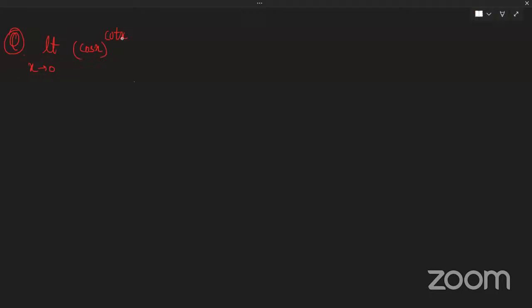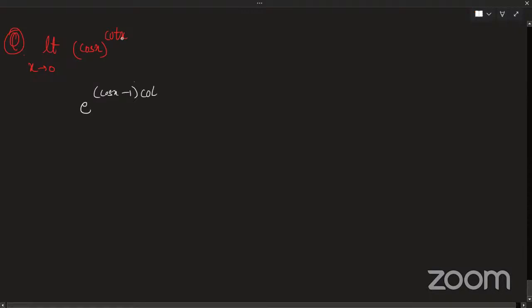So 1 raised to infinity, so again I'll be doing the same thing. e raised to f of x minus 1 into g of x. Right? Do I get this? Everyone agrees? Yes, sir. Okay, so I have cos x minus 1 into cot x. Cot x can be written as cos x by sin x. What can I do of this cos x minus 1? Can you guess, anyone?